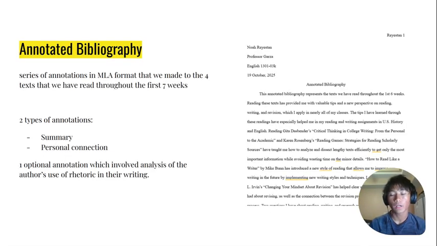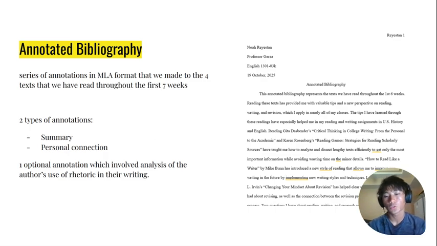So, the annotated bibliography is a series of annotations in MLA format that we have made to the four texts that we have read throughout the first 7 weeks. So throughout the annotated bibliography, we made two types of annotations. First is a summary annotation, where basically we summarize the main points of an article we have read. And second is an analytical annotation, which is basically a personal connection to the article, where we reflect on what we learned and how we can employ the reading and writing strategies that we have learned into our own reading and writing in the future.